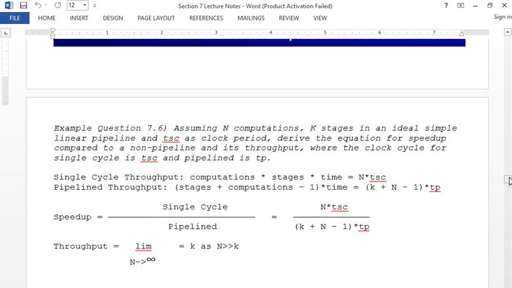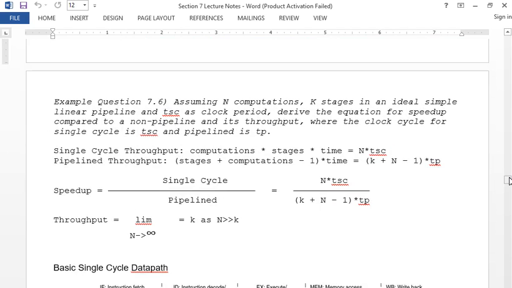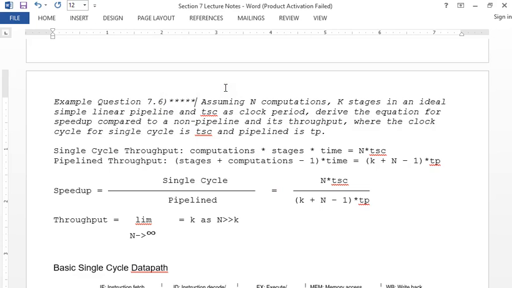So this 7.6, where'd it go? I deleted it. All right, so let me give you a hint. You will see this problem again.